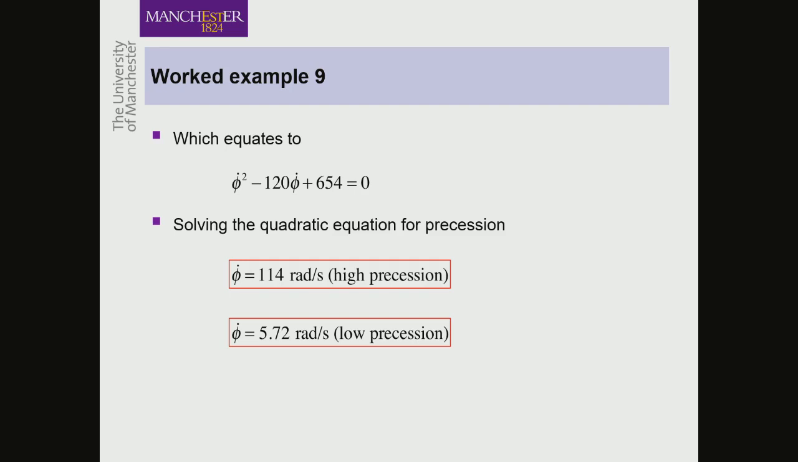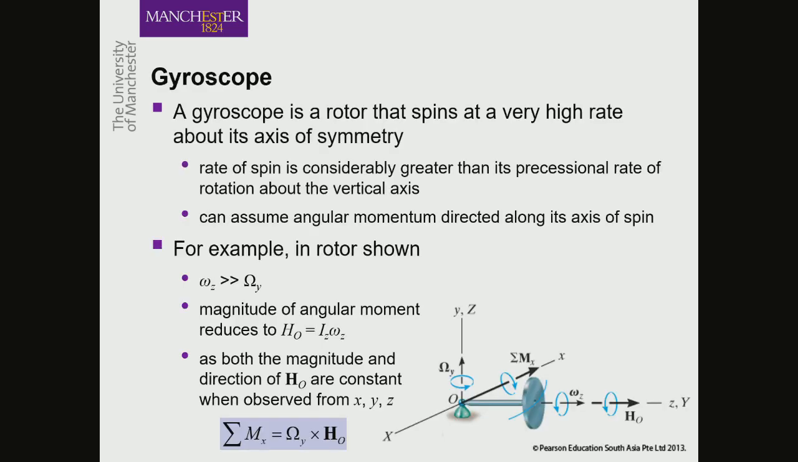So the result is supposed to be 5.72 radians per second. So when you give a spin of 100 radians per second to the top, it will also be precessing about the vertical axis with 5.72 radians per second. So tomorrow we are going to go a bit deeper into gyroscopic motion, and as I said, you will also be able to demonstrate the gyroscopic motion for yourself.